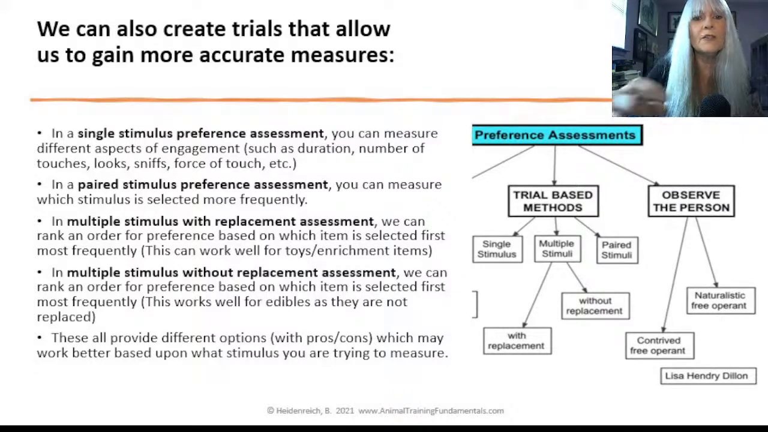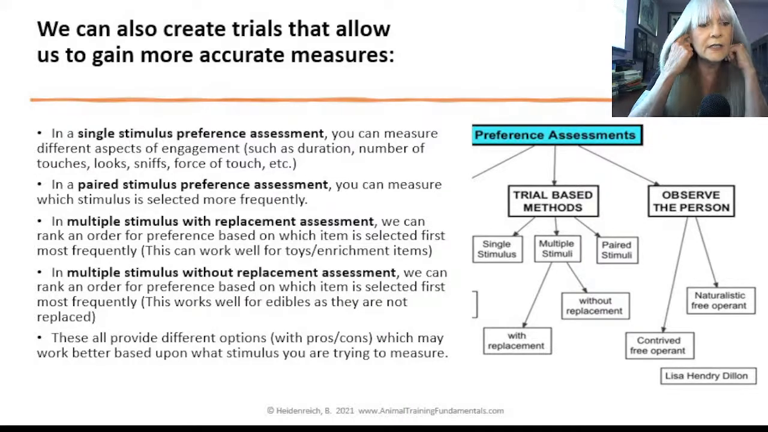In a multiple stimulus without replacement, after the animal chooses one, we take that item out of the selection process, so we keep reducing how many are left to choose from. They all are different options, and they all have pros and cons. Let's look at a video example of the multiple stimulus with replacement, so you get an idea. This is with a kid, so you can see how it works.